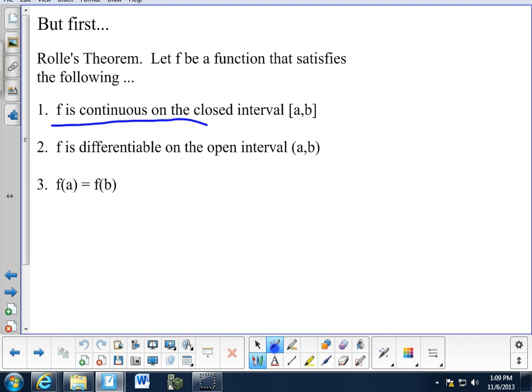Polynomials are continuous. So if I give you a polynomial, you're just allowed to go, oh, that's a polynomial. It's continuous. It's got to be differentiable.